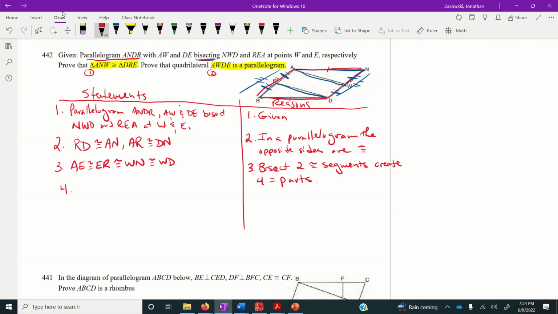Okay, so step 4 then. Let's think about it. In our triangles, because remember our goal is to get the triangles congruent, we have this side congruent. We have this side congruent. We need one other thing. And remember, the other thing that's going on in the triangle and the parallelogram is that they share these angles in the corners. And in the parallelogram, the opposite angles are congruent. So we can say that angle R is congruent to angle N. We don't need the other two angles where A and D are, so we can leave those out. And we can say that in a parallelogram, opposite angles are congruent.